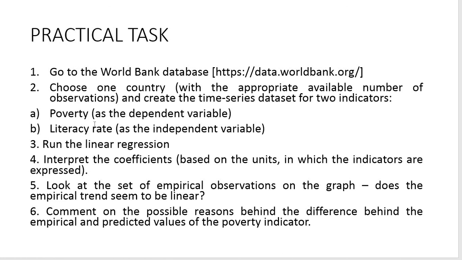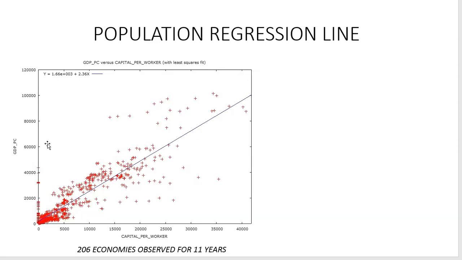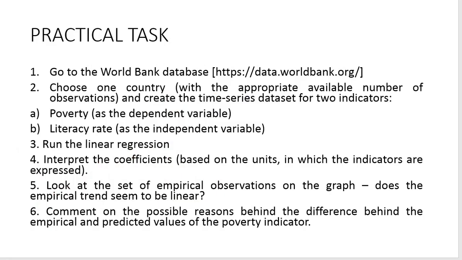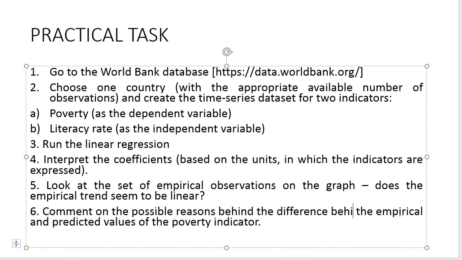Using Gretl or Excel, you have to run the linear regression, just as I demonstrated today using Gretl. You have to interpret the coefficients based on the units in which the indicators are expressed. You have to look at the set of empirical observations on the graph, like here they are represented by those red crosses, and based on this you have to tell whether the empirical trend indeed seems to be linear.